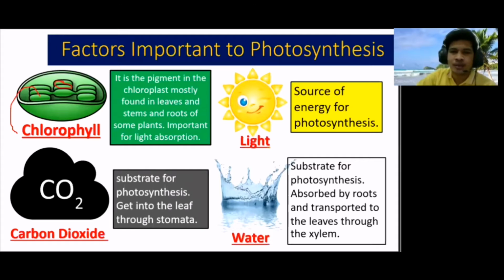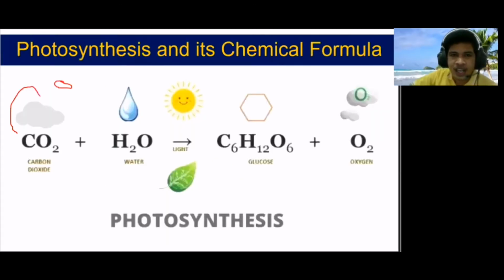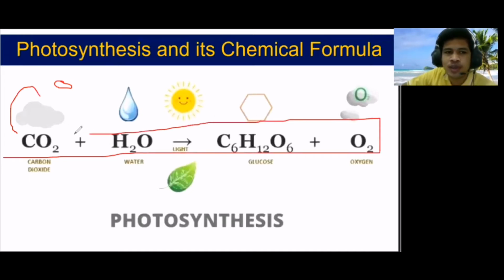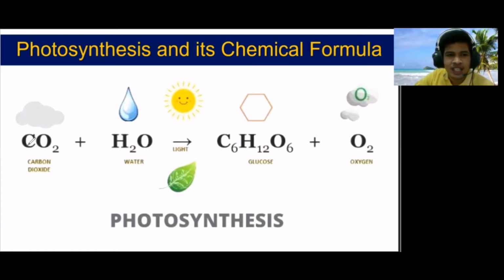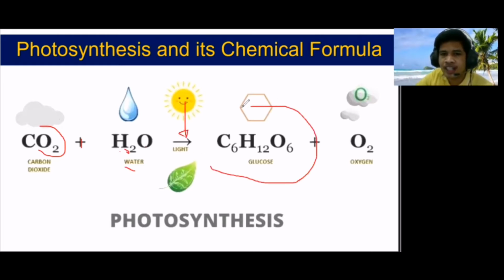All right. Now, on the next one, we call this the chemical formula. So this is the chemical formula for photosynthesis, right? We have carbon and 2 oxygen, plus 2 hydrogen and 1 oxygen, which means water. And then with the help of the sunlight, these are the products. What are the products again? Who can tell me what the products are?